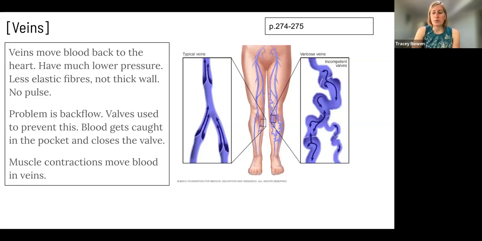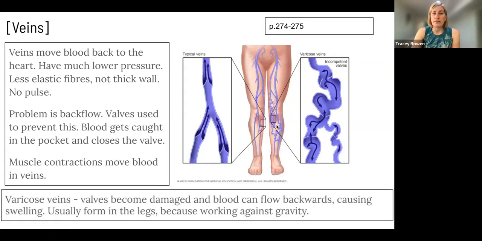And you might have noticed when you're on airplanes, maybe you're still a bit too young for this, but as you get a bit older, the backflow valves get a bit weaker in your veins. And you'll notice when you're sitting on an airplane for 8 or 10 hours that you start to notice swelling in your ankles and lower legs. And what's going on there is that your blood is pooling in your legs because you aren't moving around very much. The muscles aren't squeezing onto your veins to push it back up to your heart.